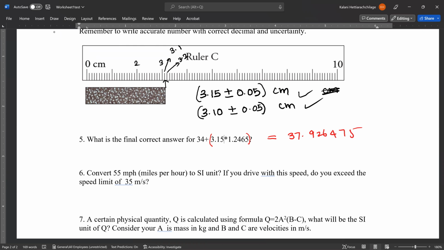But our rule is you do the multiplication and then you add the 34. When you add the 34, what you need to check is accuracy. So this is the least accurate, right? As soon as you write that, you need to write the number of decimals. The number of decimals in this number is 0. That means your final answer should not have any decimals. So I round it up, and the answer is 38.